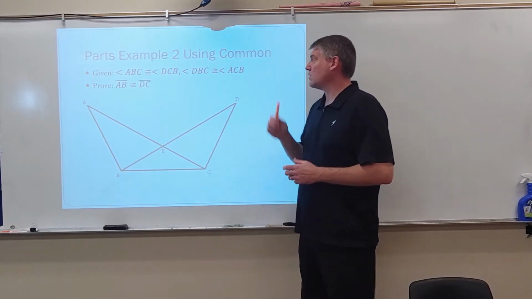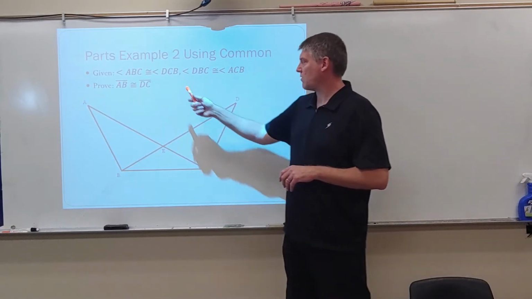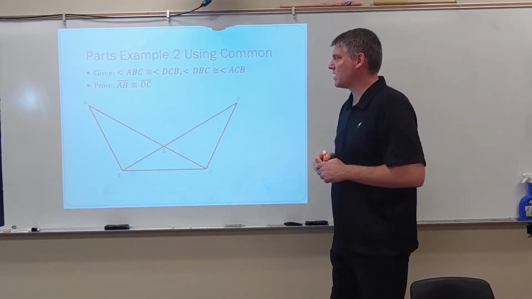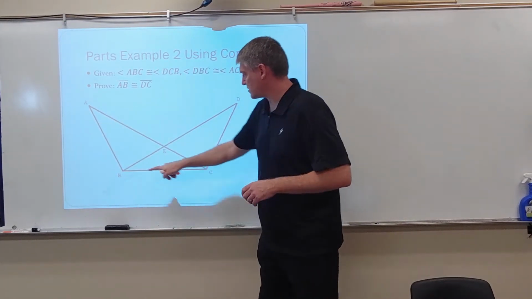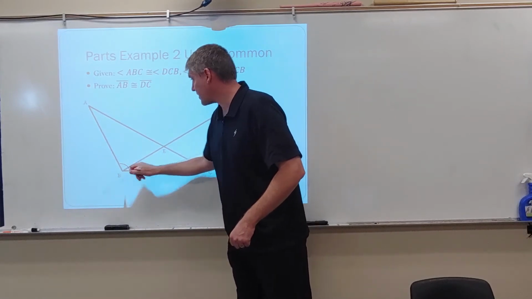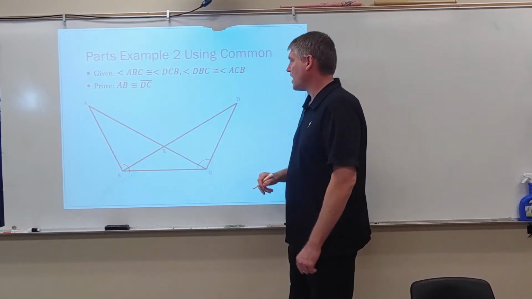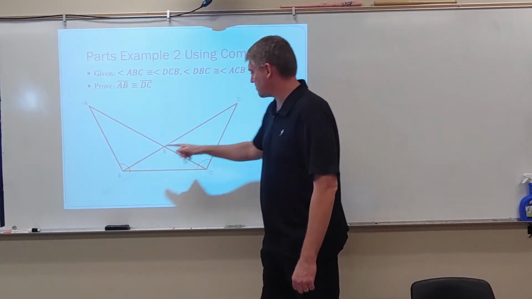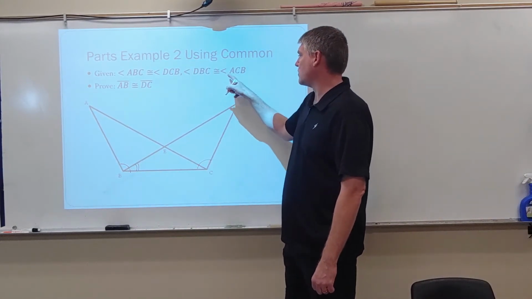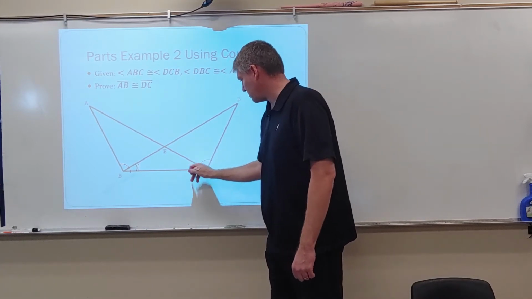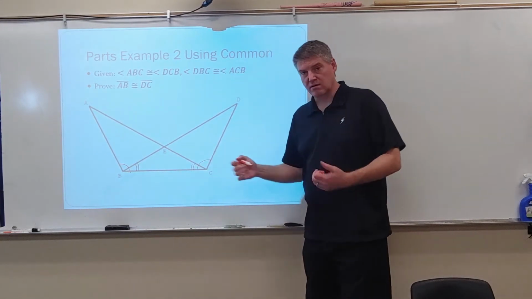All right, so here's our example 2. It's using common parts. So here I have two angles that are congruent. Given angle ABC, so this whole angle here, is congruent to angle DCB, so this whole angle, and DBC, so this smaller angle, is congruent to angle ACB, so this little piece here. Prove that AB is congruent to DC, all right?